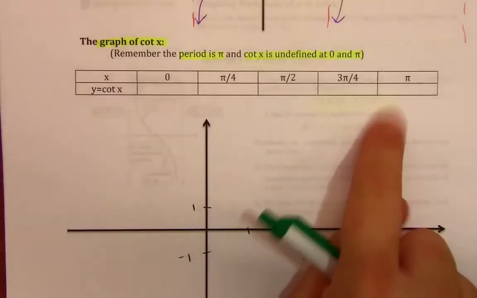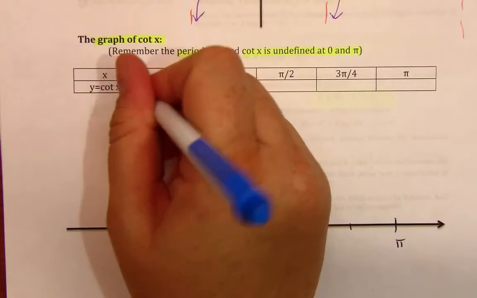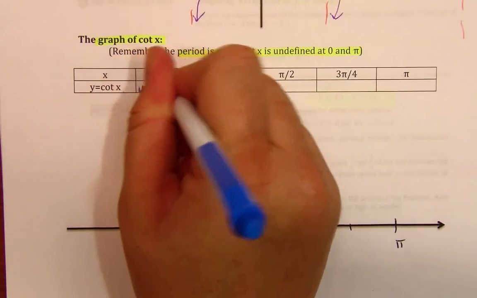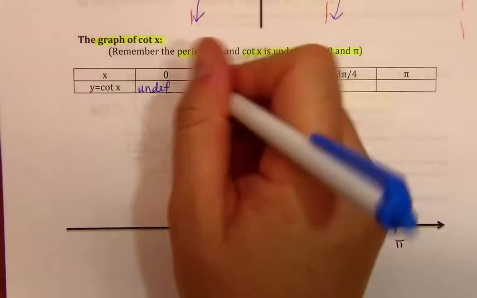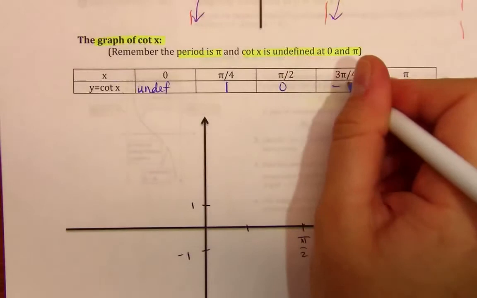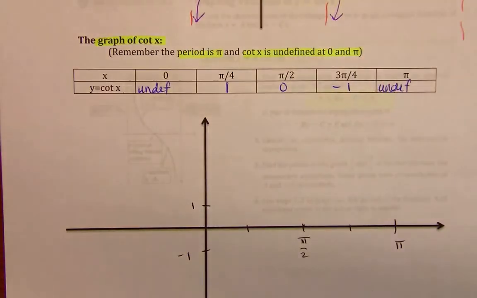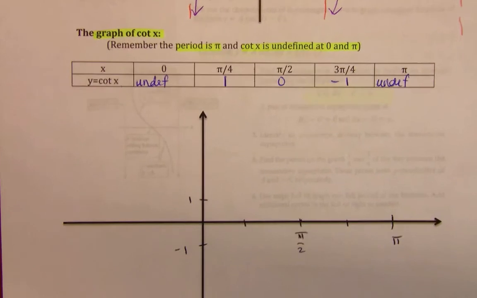So I'm not going to use as many values because you've already kind of figured out the pattern of what happens here. But filling these in here, we have cotangent of 0 is undefined. And at pi over 4, it's 1. And at pi over 2, it's 0. And at 3 pi over 4, it's negative 1. And then undefined. And these are my 5 critical points here.